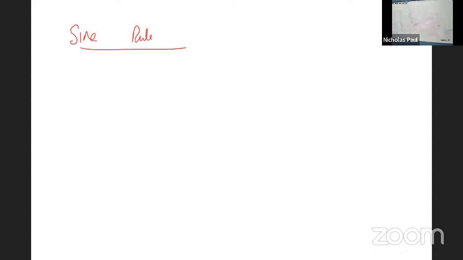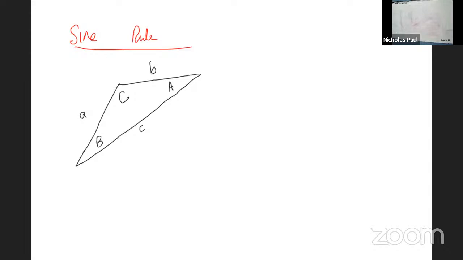So again, sine rule, same non-right angle triangle. Here is your length a, your length b, your length c, angle C, angle A, angle B. So sine rule looks like this. You have the length a all over sine of the opposite angle, the length b all over sine of the opposite angle, or it could even be c over sine of the opposite angle.